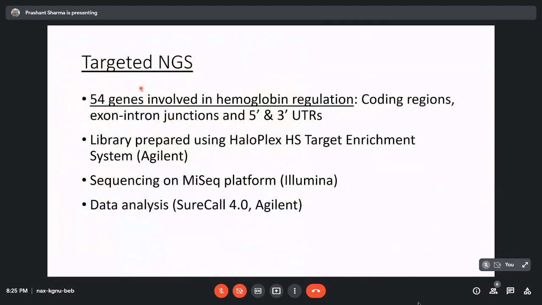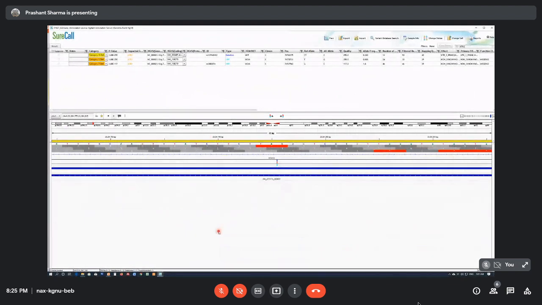So then targeted NGS was done. This included 54 genes that were involved in hemoglobin regulation. And this was done on a MiSeq platform in Research Block B, for those of you who are from PGI. And this is what we got. So this is the result analysis. And we found a mutation in a gene called ATRX, which stands for alpha thalassemia and mental retardation on the X chromosome.